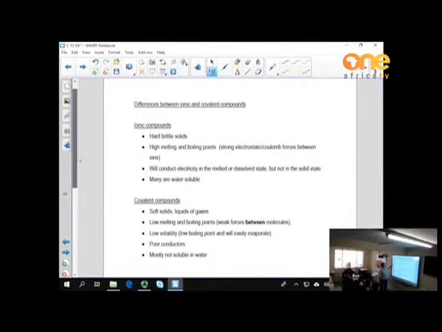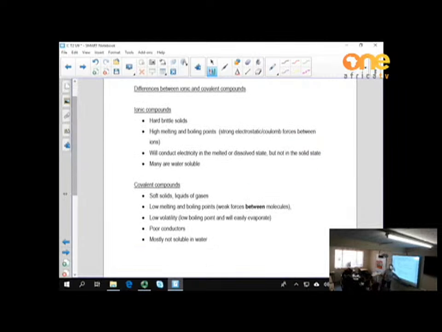Okay, people, now we've had a look at ionic bonding. We've had a look at covalent bonding. Now we're going to compare the properties of ionic compounds and covalent compounds. Now the physical properties of these compounds have got to do with the strength of the forces between the particles.